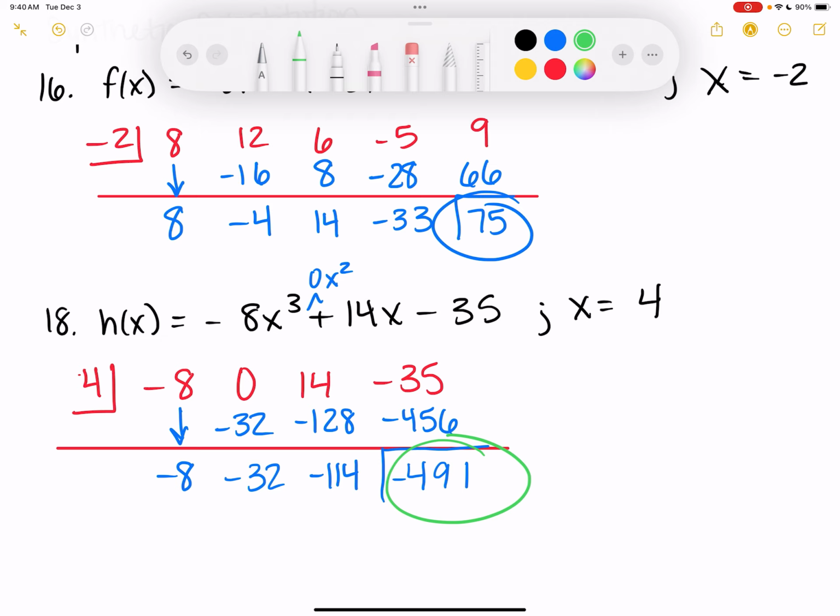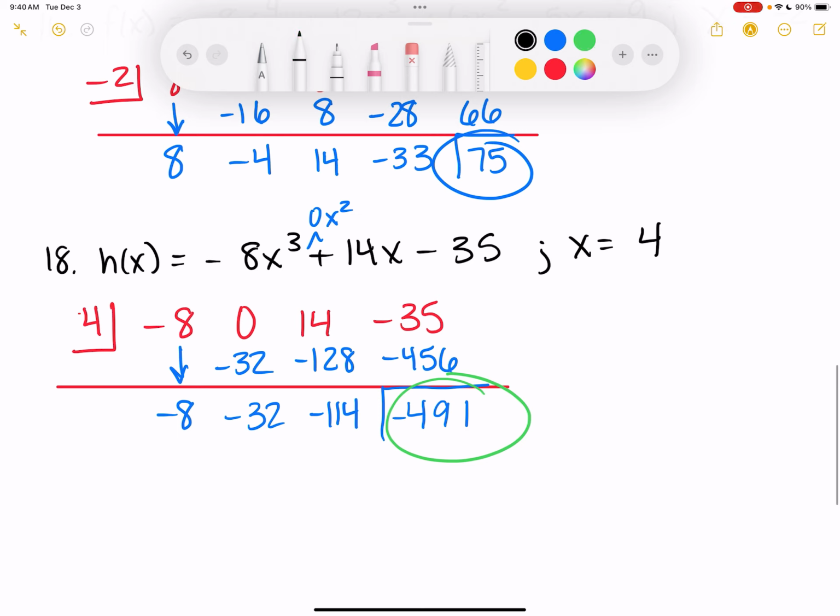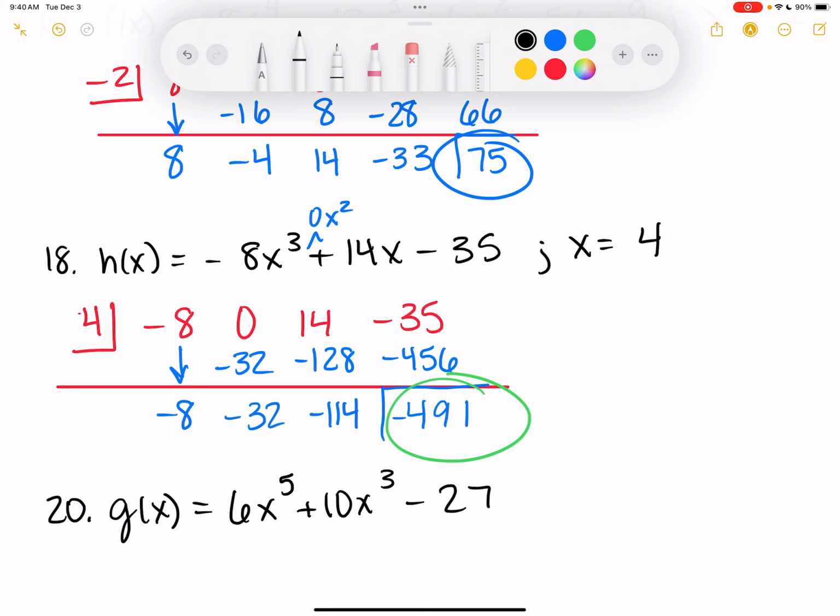All right, 20. G of x equals 6x to the 5th plus 10x cubed minus 27. X equals negative 3.